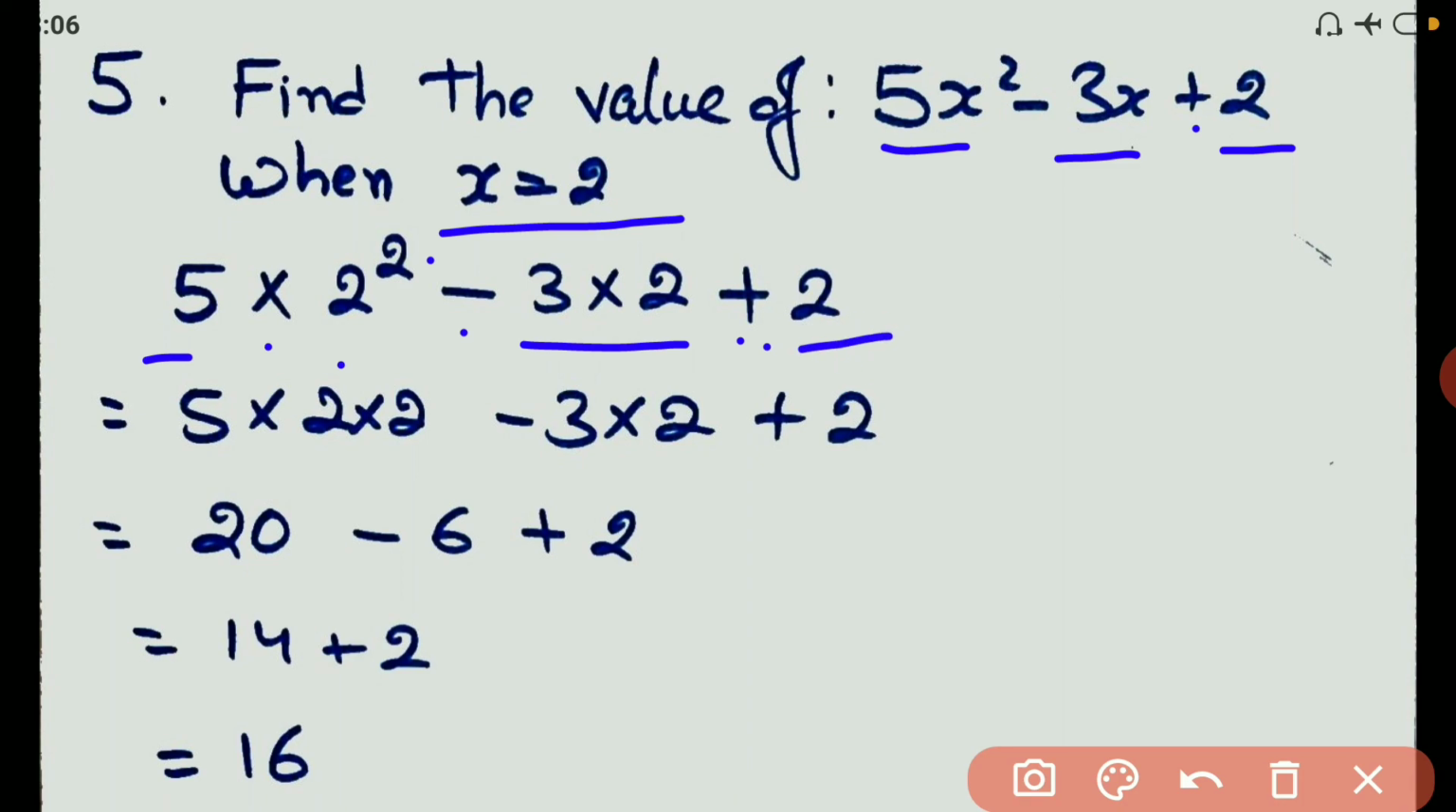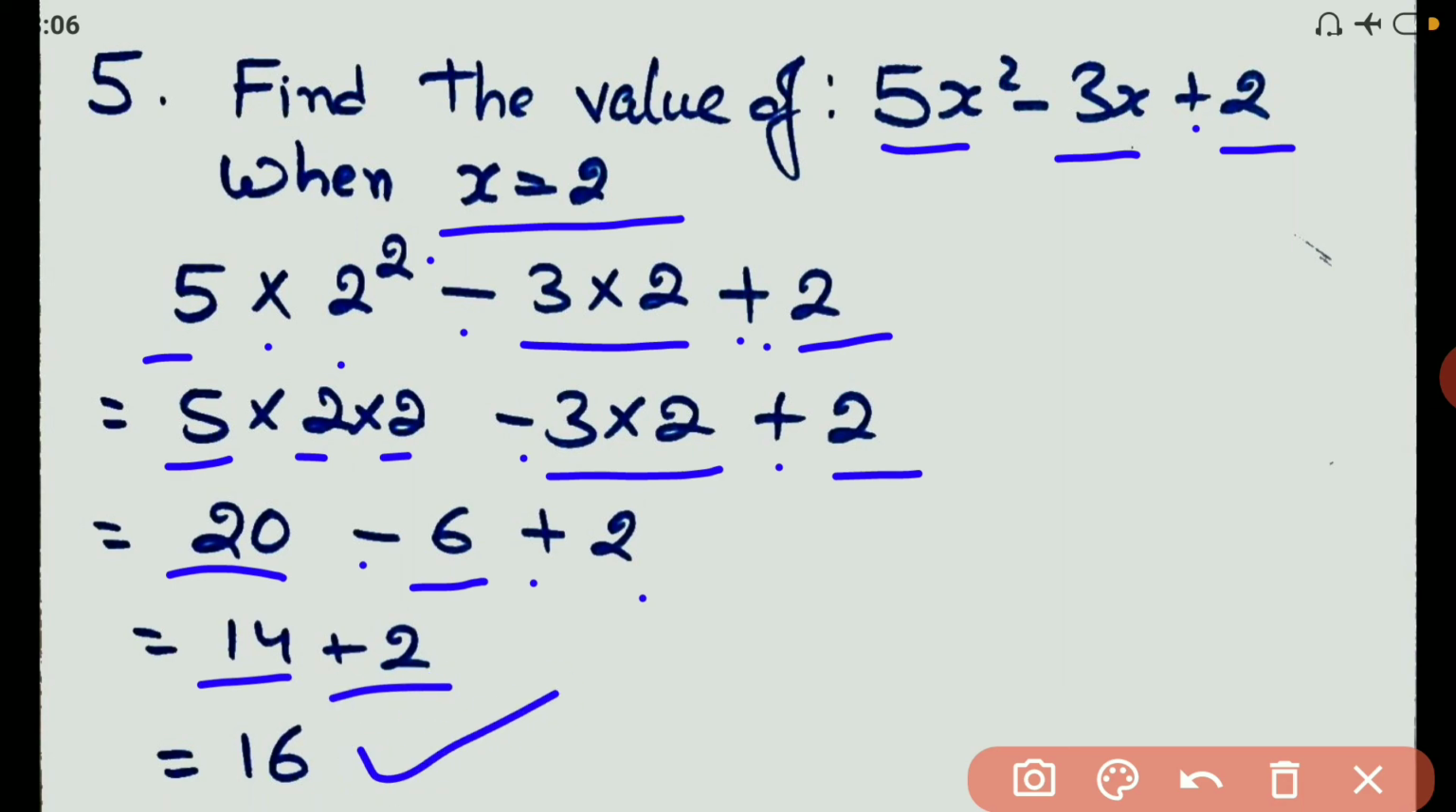Now 5 into 2 square becomes 5 into 2 into 2, minus 3 into 2, plus 2. Now 5 into 2 is 10, into 2 is 20, minus 3 into 2 is 6, plus 2. Now 20 minus 6 shall give me 14, plus 2 here shall give me 16. Okay, I hope you have understood number 5.